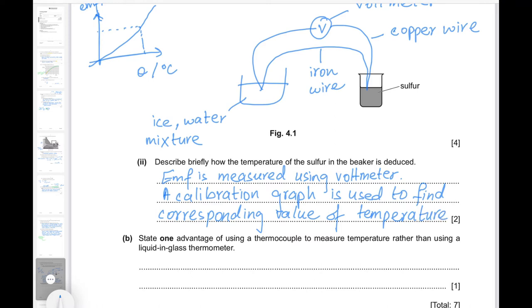B. State one advantage of using a thermocouple thermometer to measure temperature rather than using a liquid in glass thermometer. So the highest temperature value of a liquid in glass thermometer is lower than the highest value of temperature which you can measure using a thermocouple thermometer. And a thermocouple thermometer also gives a more rapid response. You can write either one for the one mark in this question.